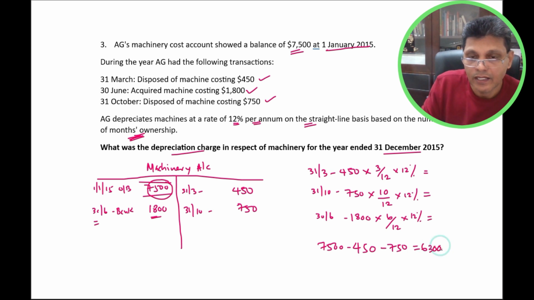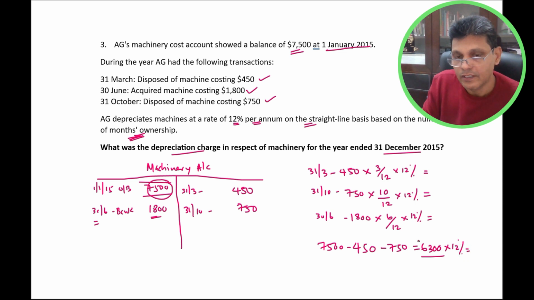So the total 6,300 remaining asset value has to be depreciated at the rate of 12% for the full year, because these assets were held throughout the year. Okay, so basically this 450 we need to depreciate for 3 months, because this particular asset was sold on 31st March 2015. So therefore this was held only for 3 months.